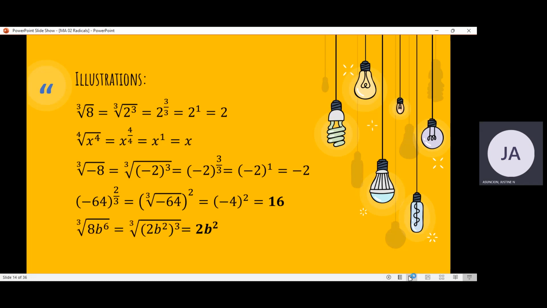Another example, the cube root of 8b raised to 6. Again, let's simplify the radicand here. 8b raised to 6 can be expressed as the quantity of 2b squared, cubed. Applying again the definition, the rule, we have 2b squared.